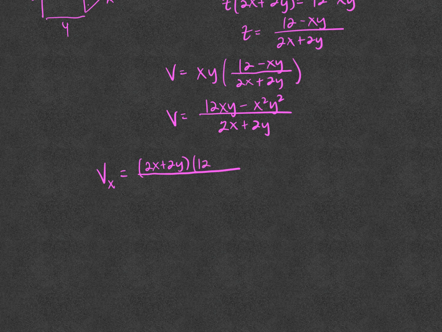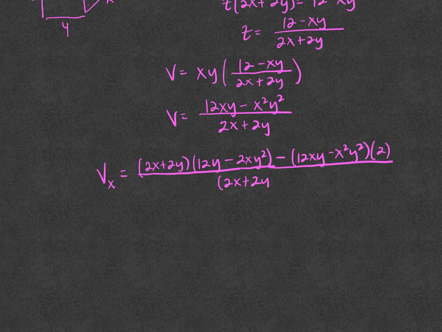The derivative of 12xy with respect to x is just 12y, minus the derivative here would be 2xy squared, minus the top, which is 12xy minus x squared y squared, times the derivative of the bottom, which with respect to x is just 2, all over 2x plus 2y quantity squared. So our partial with respect to x, these don't match in any way. So we're going to FOIL, distribute, and all that fun stuff.